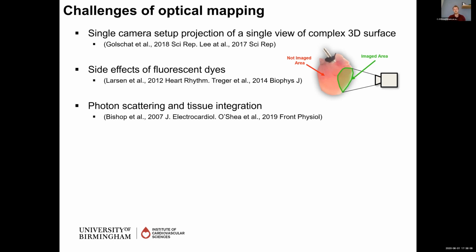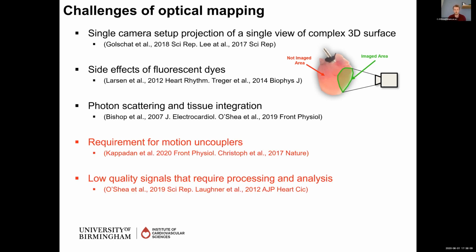But the two areas I'm going to focus on today are, first, the fact that optical mapping requires motion uncouplers. These are compounds, often small chemical compounds, for example, blebbistatin, which uncouple the actual contraction of the heart, which obviously reduces the physiological relevance of optical mapping experiments. And also the fact that, for a number of reasons, including high resolution requirements and the low fractional changes in fluorescence outputs, optical mapping signals can often be a lot lower quality than you might expect from electrophysiological techniques, for example. Therefore, specific and quite extensive processing and analysis is required.